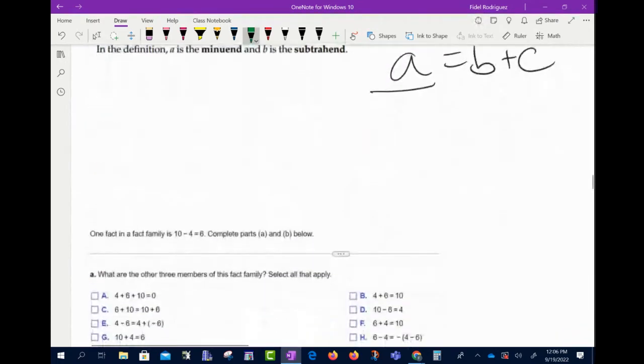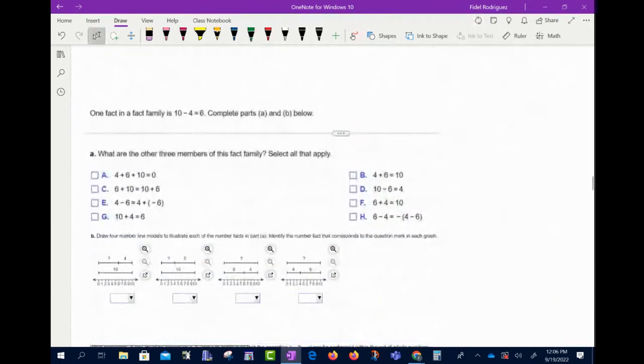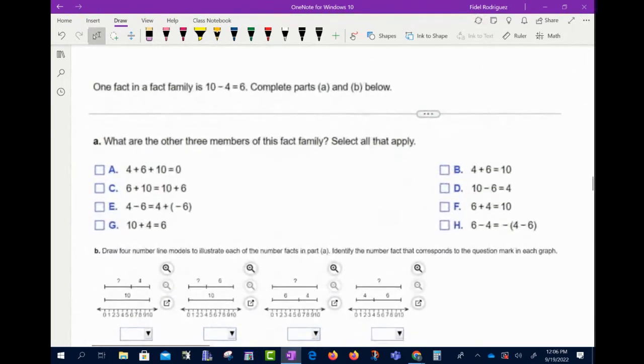Okay, so let me scroll down here. We're going to talk about facts in a family, or a fact family. It says one fact in a fact family is 10 minus 4 is equal to 6. Complete parts A and B below. Part A says, what are the other three members of this fact family?